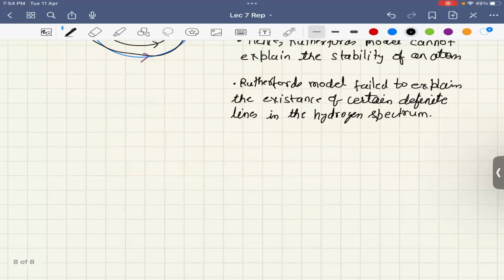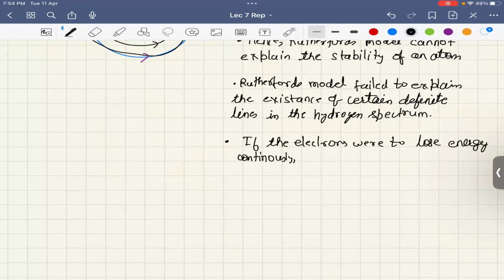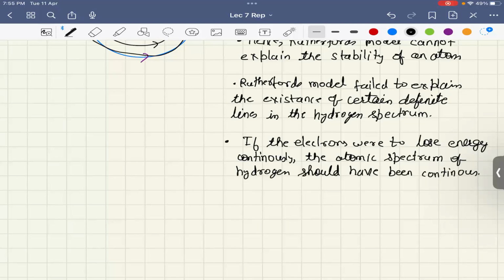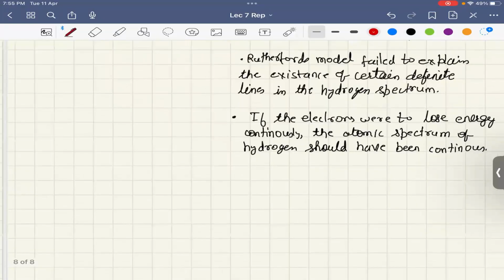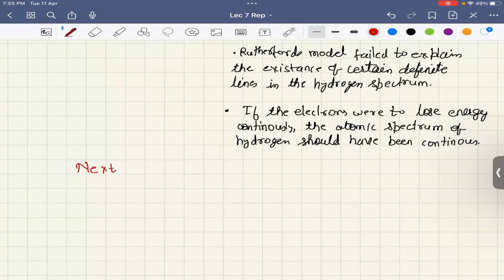But before that, let me write this down. The atomic spectrum of hydrogen should have been continuous, right? However, we found that the spectrum of hydrogen is not continuous, right? Hence, now the next step which we are going to study is Bohr's model.